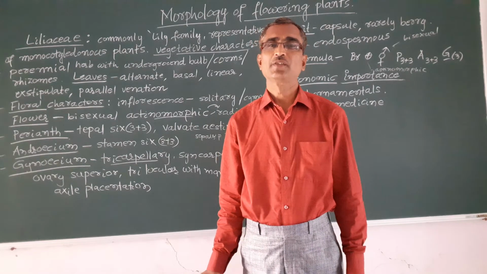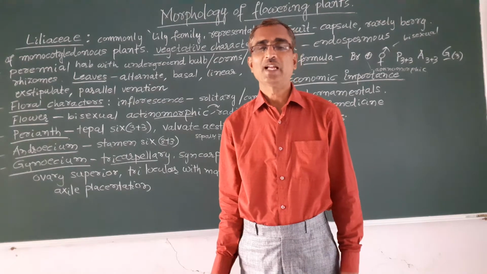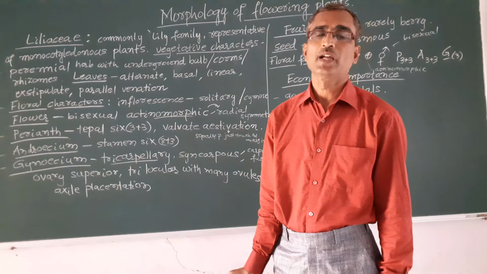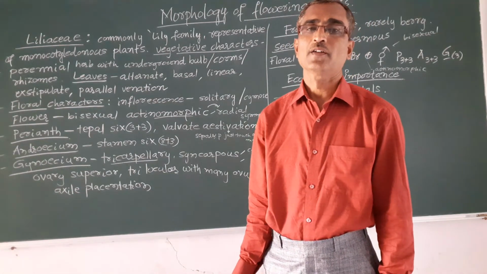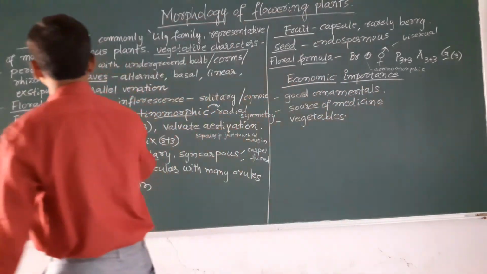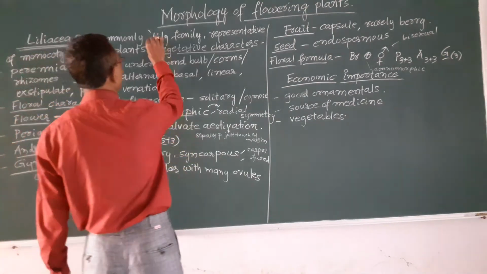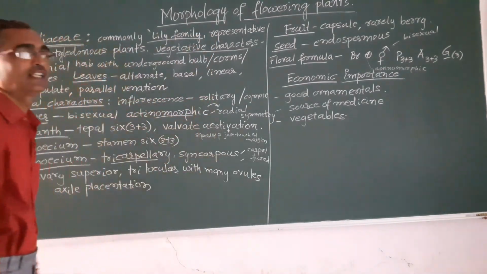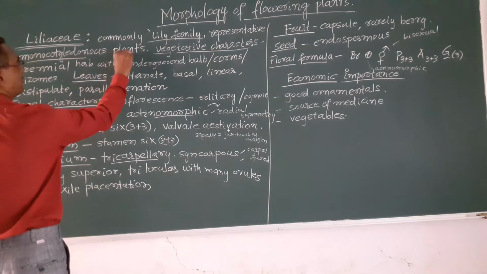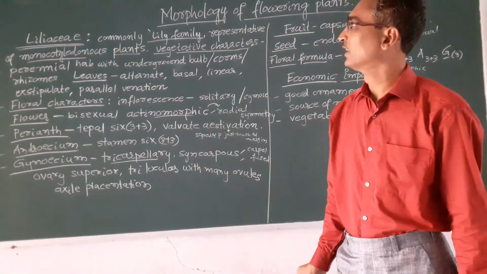In the previous class, we were discussing the morphology of flowering plants, and in that we were discussing the families. We have discussed the Solanaceae family, which is known as the potato family. Today we will discuss Liliaceae, commonly known as the lily family, which is representative of monocotyledonous plants, that is, plants which have a single cotyledon.